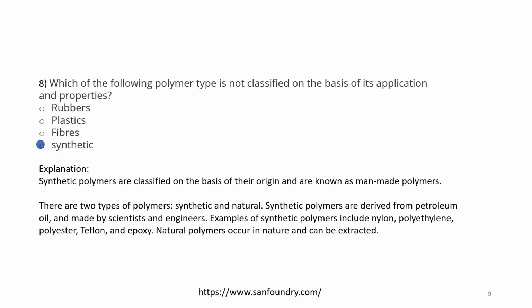There are two types of polymers, synthetic and natural. Synthetic polymers are derived from petroleum oil and made by scientists and engineers. Examples of synthetic polymers include nylon, polyethylene, polyester, Teflon and epoxy. The natural polymers occur in nature and can be extracted. So polymers are classified on the basis of their origin into synthetic, also known as man-made polymers, and natural polymers.